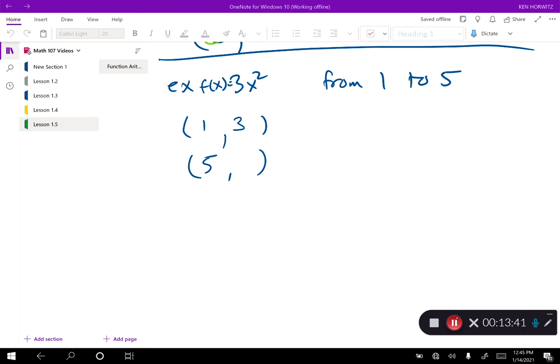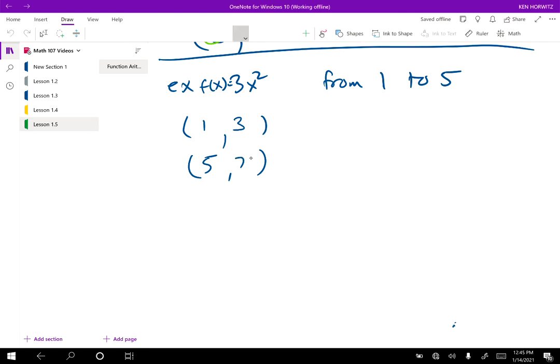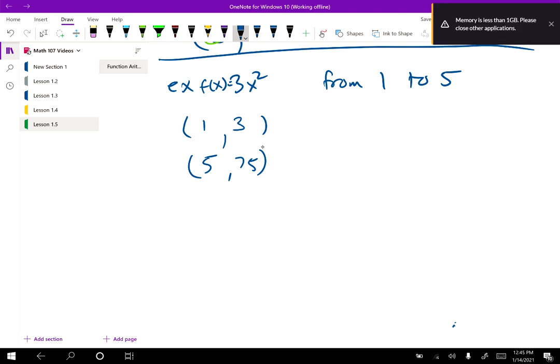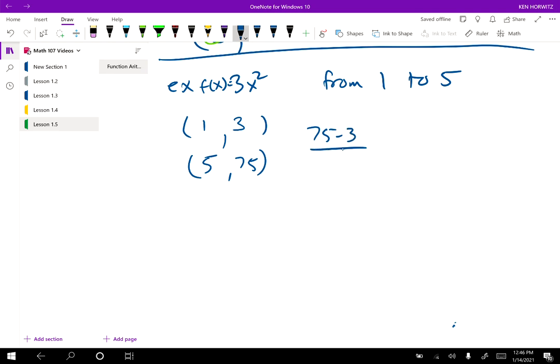All right, so I got 75 when I took 5 and I ran it through my function. So as long as you got the same thing, let's put the numbers right into our slope formula and find that average rate of change. So I got 75 minus 3 over 5 minus 1, which is 72 over 4, which if you simplify it is 18. So again, same type of thing. I would love to see a sentence that says 18 is the average rate of change from 1 to 5.